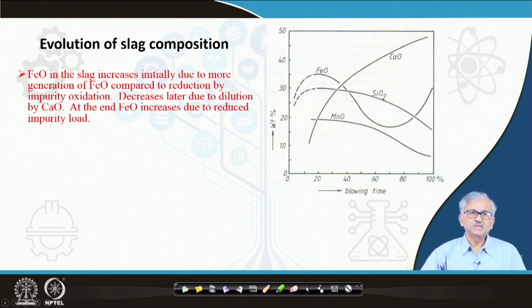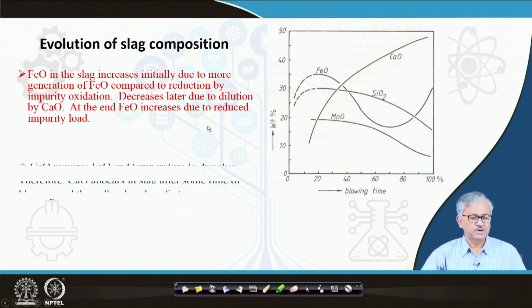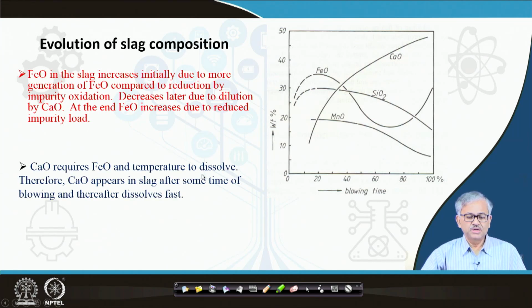So that is the thing I have said: the FeO in the slag increases initially due to more generation of FeO compared to the reduction by the impurity oxidation, decreases later due to dilution by CaO, and at the end FeO increases again due to the reduced impurity load, right. And the CaO requires FeO and temperature to dissolve. So CaO does not get dissolved instantly; it appears in the slag after some time of blowing and thereafter dissolves very fast. You can see it fastly increases. Okay, so this is typical, that is the evolution of the slag.